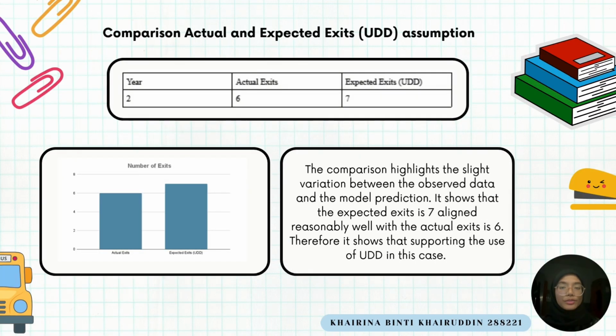Okay, next, we want to see the comparison between the actual and the expected exits under the UDD assumption. For the UDD it is 7, for the actual it is 6. The comparison highlights the slight variations between the observed data and the model prediction. It shows that the expected exits of 7 is aligned reasonably well with the actual exits of 6. Therefore, it supports the UDD assumption in this case.